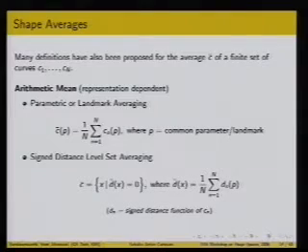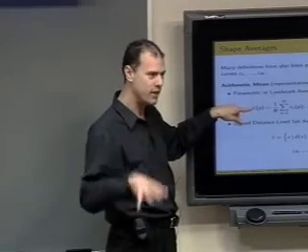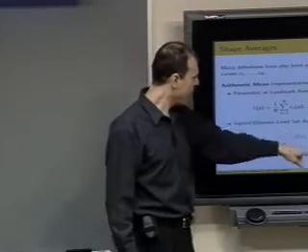Okay? So the problem is that both of these techniques, this one depends on how I parameterize the curve. I will get a different answer for the mean. And the different answer is not just a reparameterization of the first. It will be a totally different shape. The same thing happens down here.